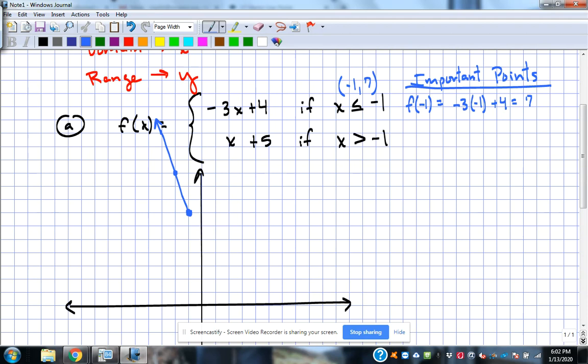Okay. If I'm not sure what the graph looks like, I had to know that that was linear and it's going to follow that slope. I can just pick x values that are to the left of negative 1 and plug them in. If I pick negative 2, which is to the left of negative 1, and plug it into this problem, negative 3 times negative 2 is positive 6, plus 4 is 10.